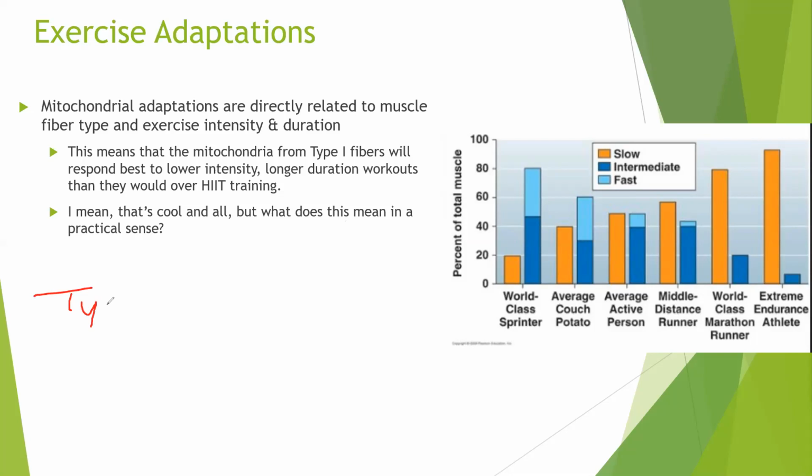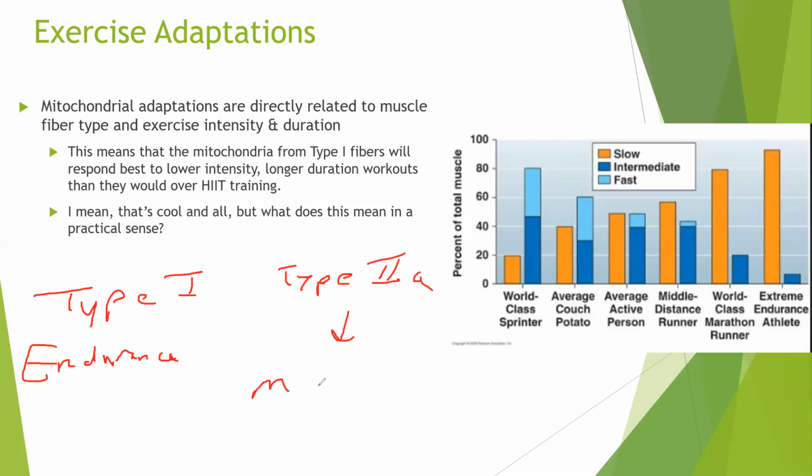So if I have a type 1 fiber, I want to be doing endurance training. If I have a type 2A fiber, I'm going to do moderate intensity and moderate duration. And if I have a type 2X fiber, I'm going to be doing high intensity.